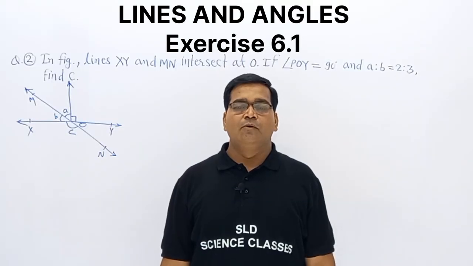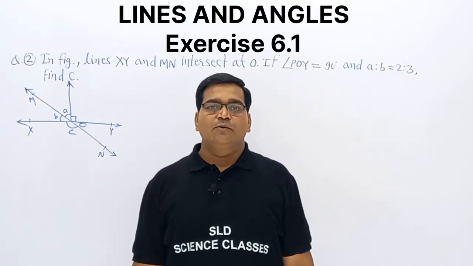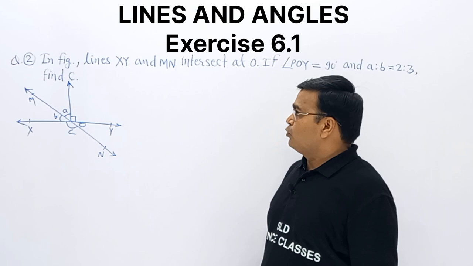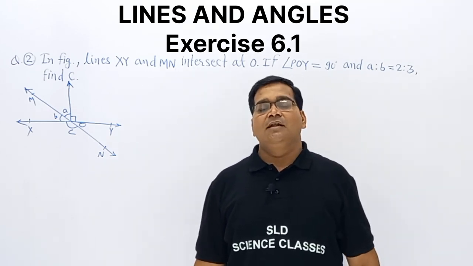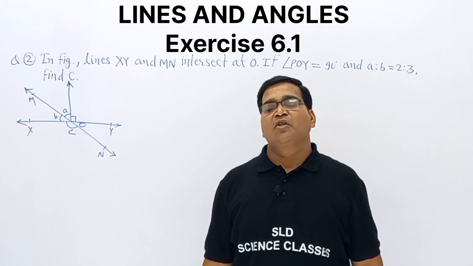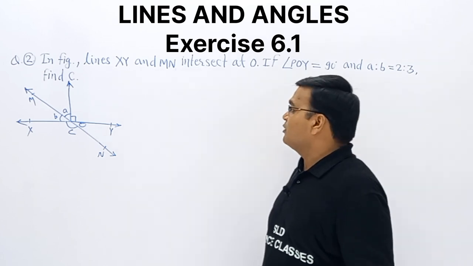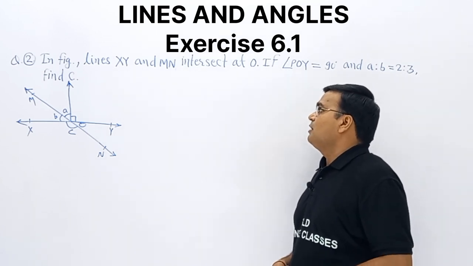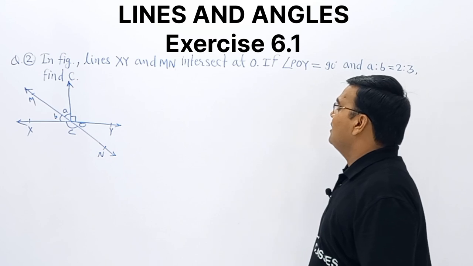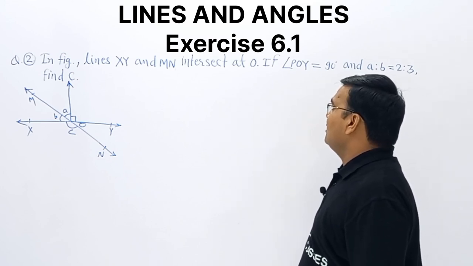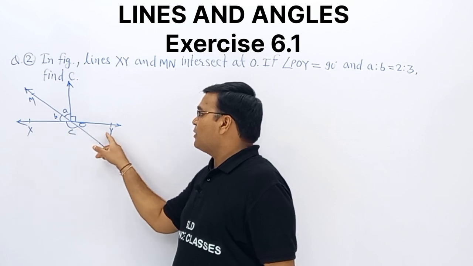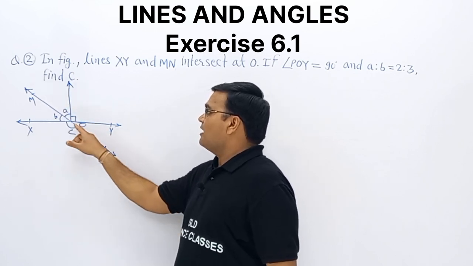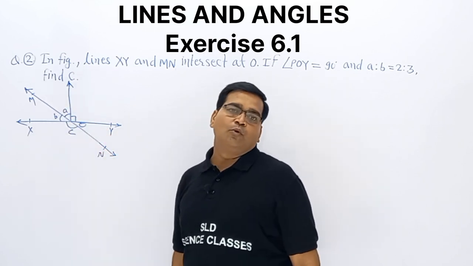In this video, we will discuss question number 2, exercise 6.1, lines and angles. So, what is the question? In the figure, lines XY and MN intersect at O. We are having two intersecting lines XY and MN intersecting at this point O.